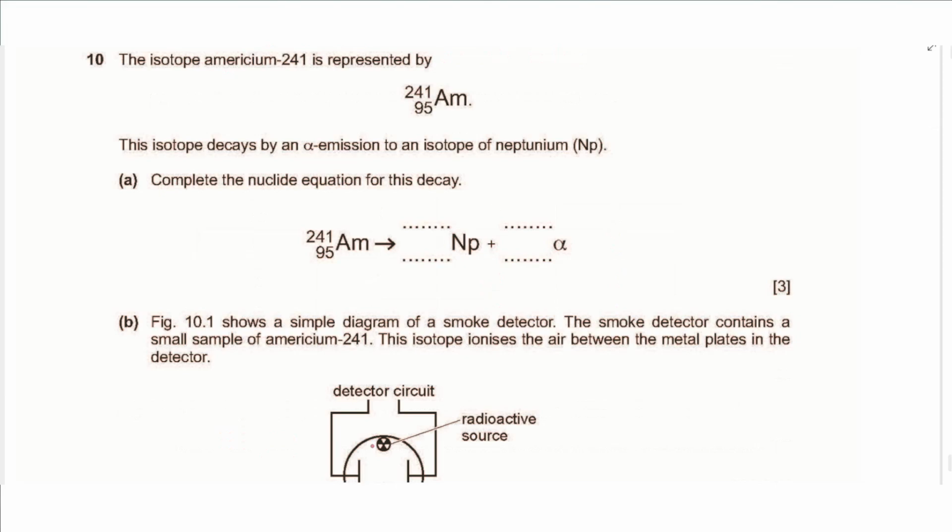Next question says the isotope americium-241 is represented by Am-241 and 95. This isotope decays by an alpha emission to an isotope of neptunium. Complete the nuclide equation for this decay. We should memorize the numbers for an alpha particle, which is 4 at the top and 2 at the bottom, because it's 2 protons and 2 neutrons. For the neptunium, we should balance the numbers on the right hand side. So we subtract 241 minus 4 and we get 237 at the top. Then we subtract 2 from the bottom, which gives 93.